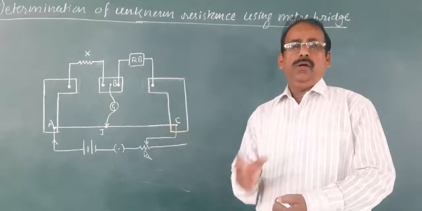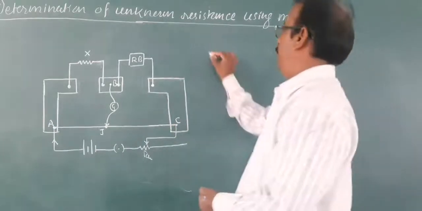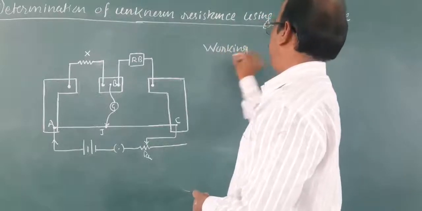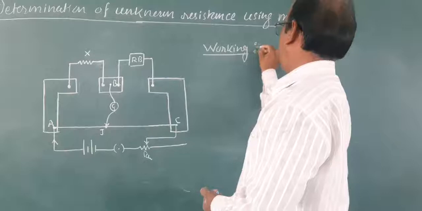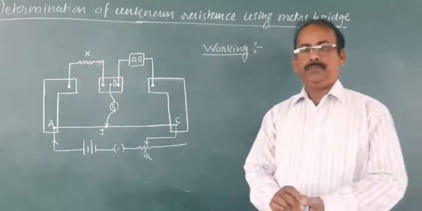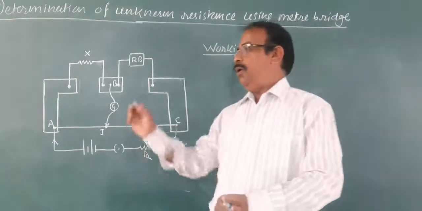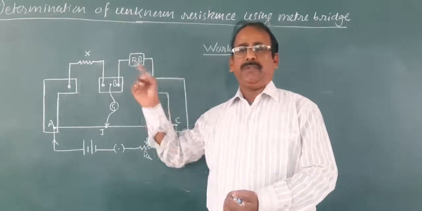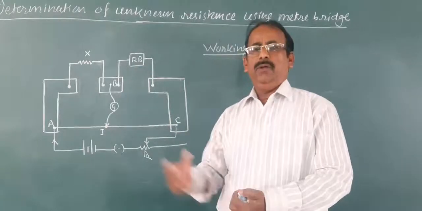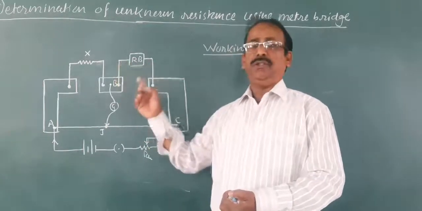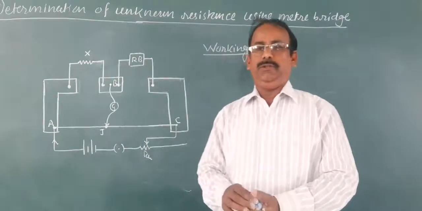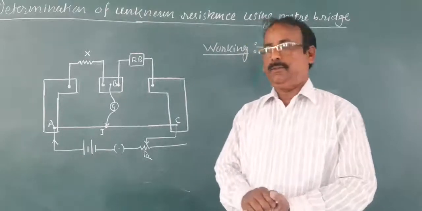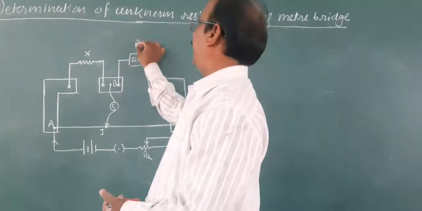Now, working. How to determine unknown resistance using this meter bridge? First, by taking suitable resistance from this resistance box, here a resistance is connected which is known resistance. Its value is known to us. Therefore, it is known resistance, represented by capital R.